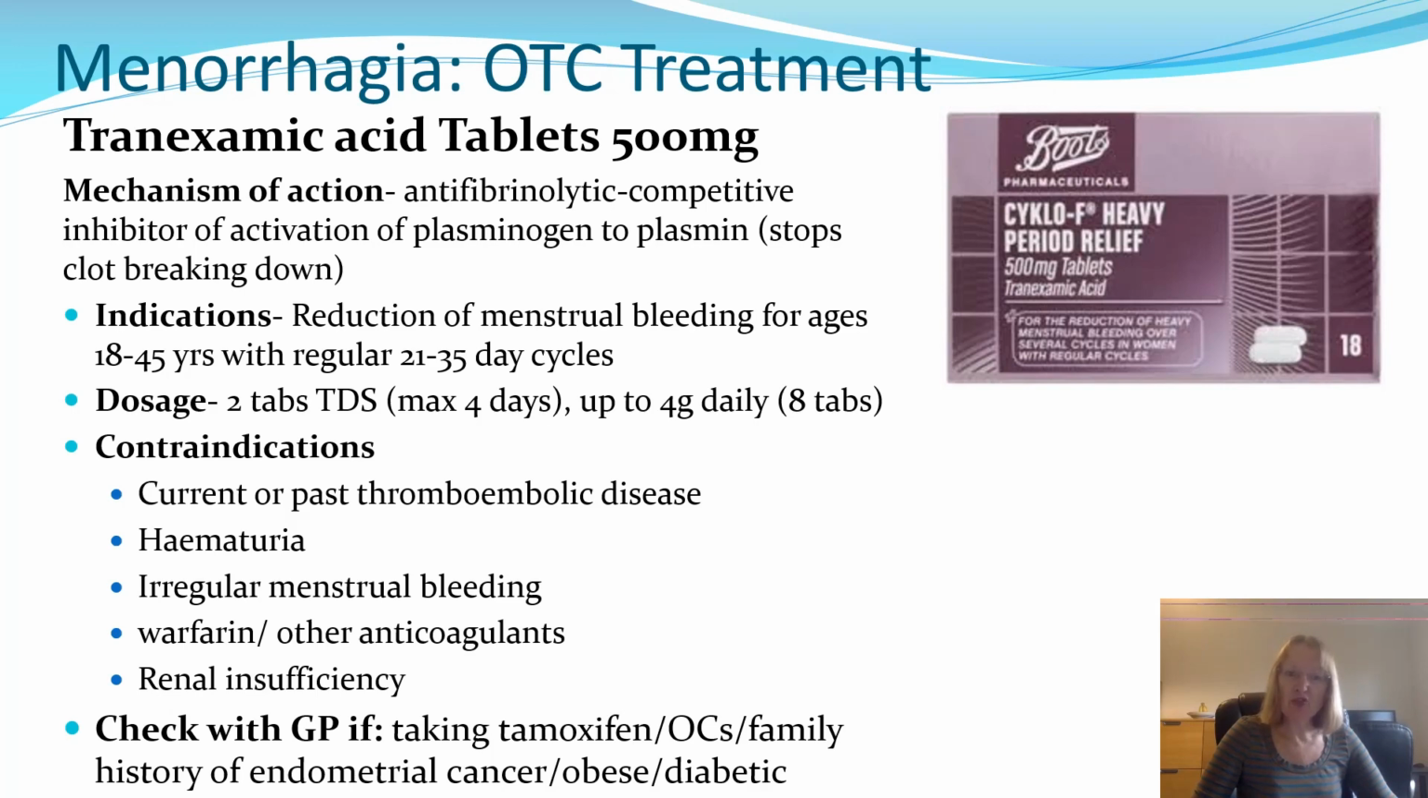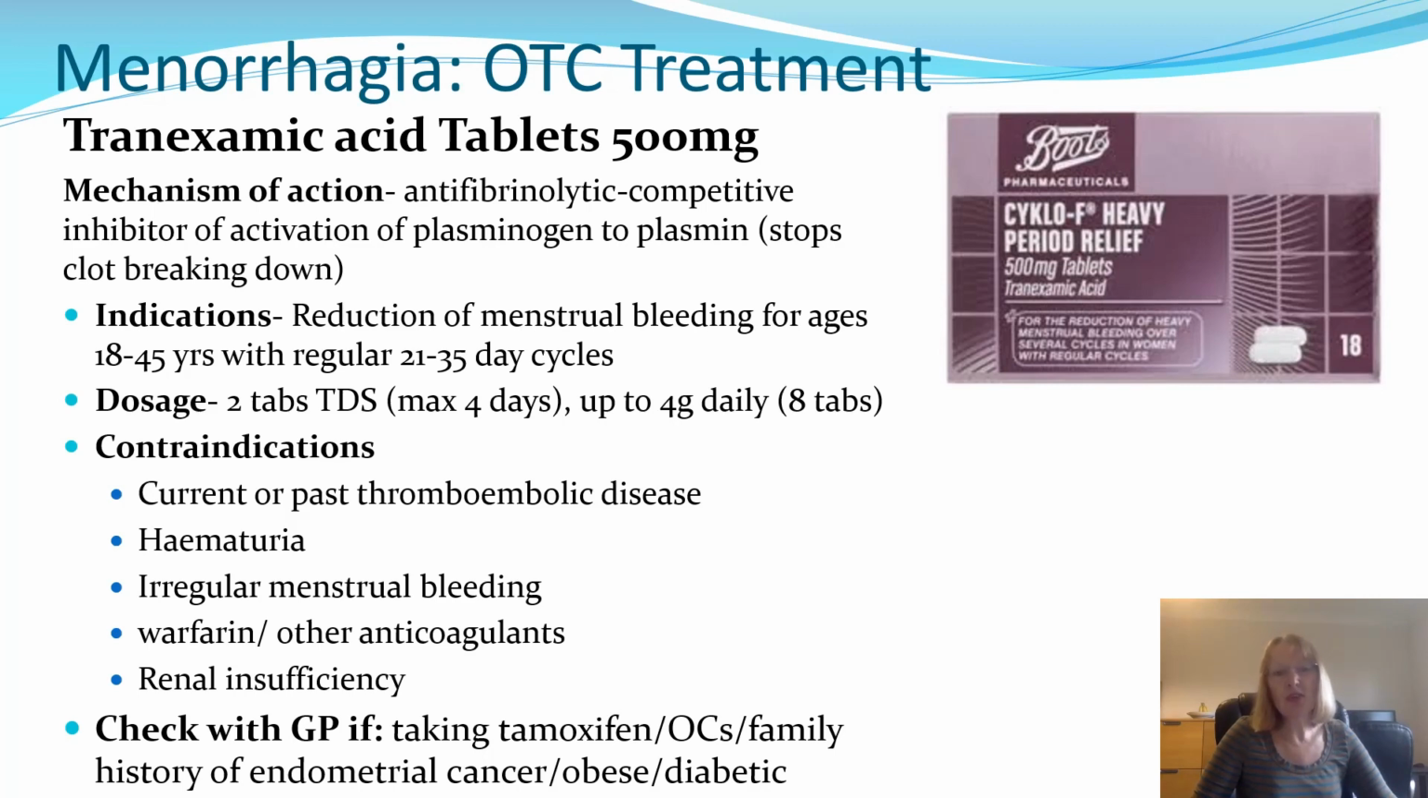Irregular menstrual bleeding, so this is where you've got some other gynecological cause of the menorrhagia, and you want to make sure you don't give them this, which may help to stop their bleeding but will mask whatever's causing the problem. So anybody on warfarin or other anticoagulants, and so they're probably people who have thromboembolic disease, because you'll reverse the effect of their anticoagulants, give them a blood clot and might give them a stroke. And people with renal insufficiency, and that's because that's how the drug is metabolized.